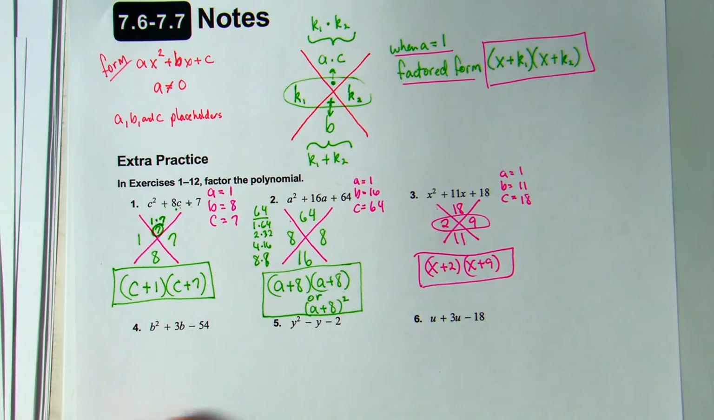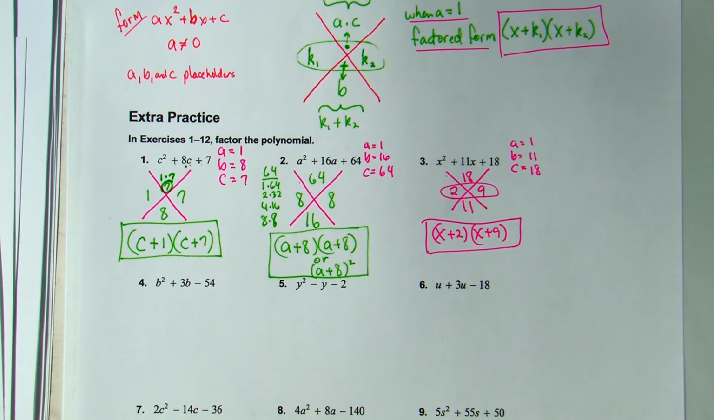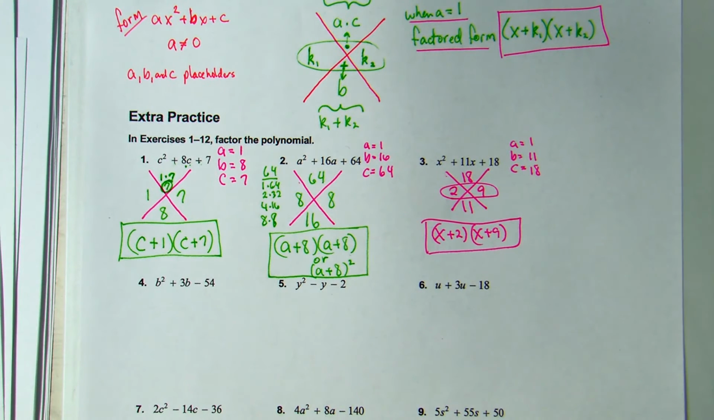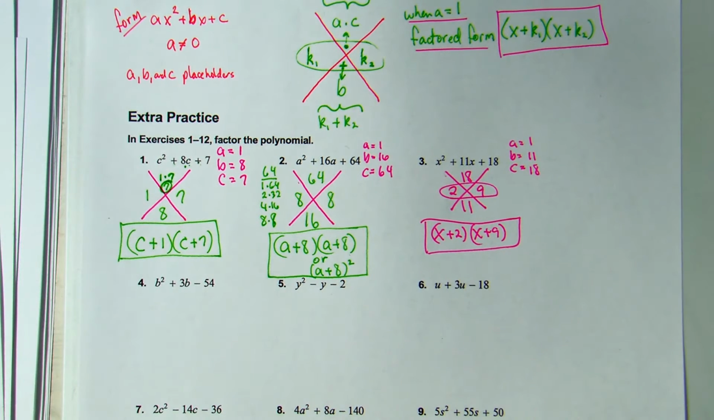For the next 3 examples, A still remains a 1. But we deal with some negative numbers, and so some of our terms for the k terms may end up being negative or positive, instead of being all positive. So we'll run into that. But when we get down to 7 through 12, we'll deal with situations where the a is not a 1, or the placeholder a is not a 1. Okay, so let's look at number 4.